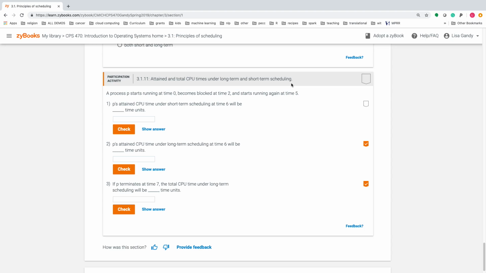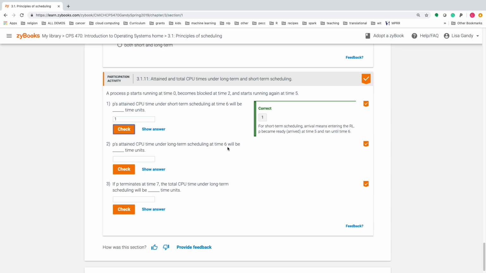P starts at time 0 and becomes blocked at time 2. So we're going to say 0 to 2. And starts running again at time 5. So 2, 3, 4, 5. Okay, so this is basically when it has the CPU, and this is when it doesn't. Okay. So at time 6, what is the attained CPU time? So it's basically how much time you've had. This is with short-term scheduling, though. Remember, short-term scheduling resets itself. So basically, when we're here, it's just 1. Does that make sense? Okay.